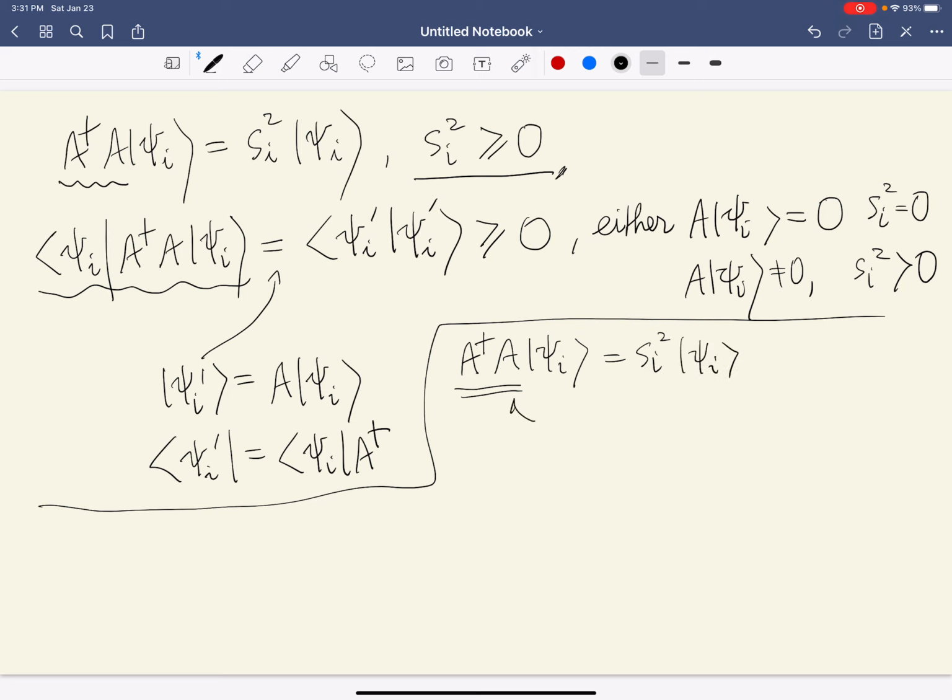Okay, and since at the beginning I said I will only concern myself with a square matrix, both A and A dagger are n by n, and therefore there will be only n different eigenvectors, psi 1 through psi n. Okay, so these are the n eigenvectors.